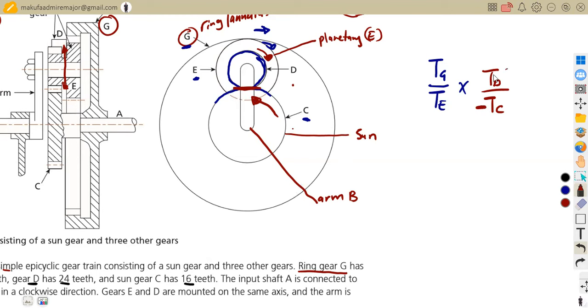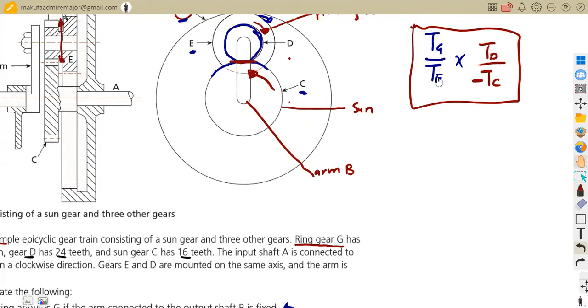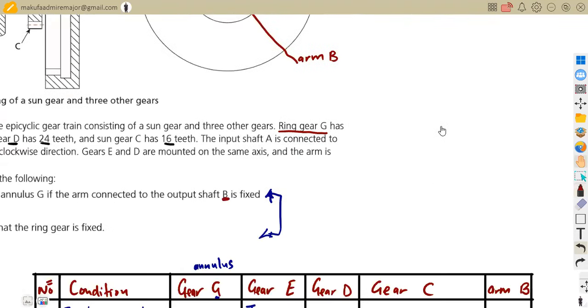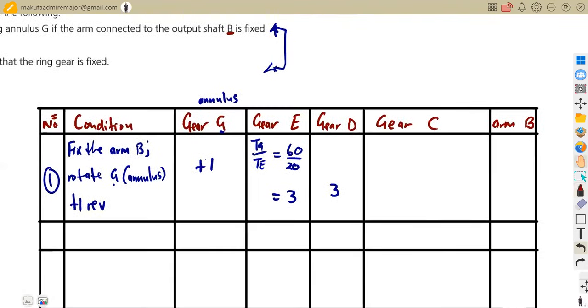So if you check, note there is no cancelling this time because we are considering not TE. TE is not connected to, it's in connection with D. So be careful now on this condition that we have here. So meaning to say we are going to have TG over TE times TD over minus TC. So that is the condition that we are going to have here. So we are going to have TG over TE, the previous one, times TD. We said we're going to have TD over minus TC.